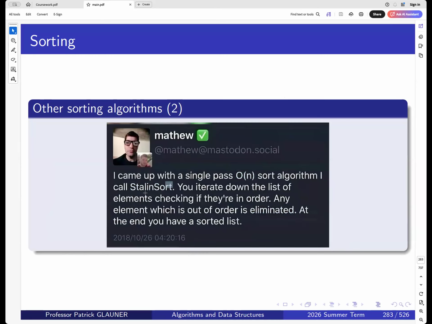So it's obviously referring to the war crimes committed by Stalin. Stalin sort. I don't know who came up with this, but I saw this post a while back. Hope you find this at least funny for quick entertainment here at the end of the course. We still got maybe 10 or 15 minutes today.